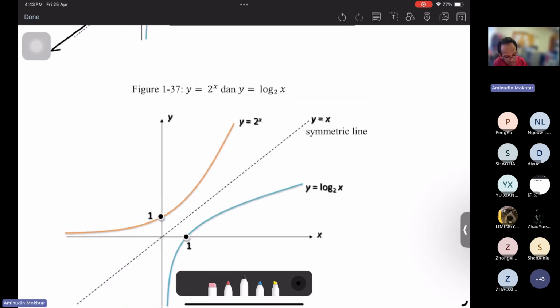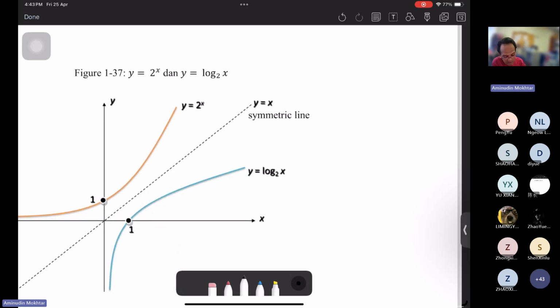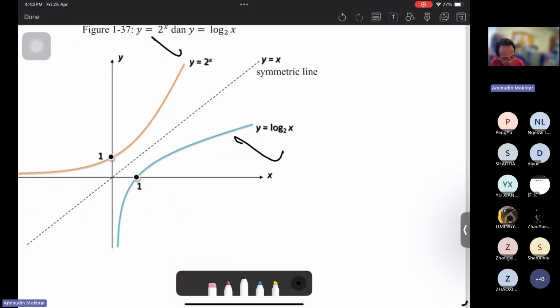mirror reflections of each other. For example, y equal to 2 to the power of x is a mirror reflection of y equal to log 2 x. But this log can also be written as x equal to 2 to the power of y. In this case, x equal to 2 to the power of y.